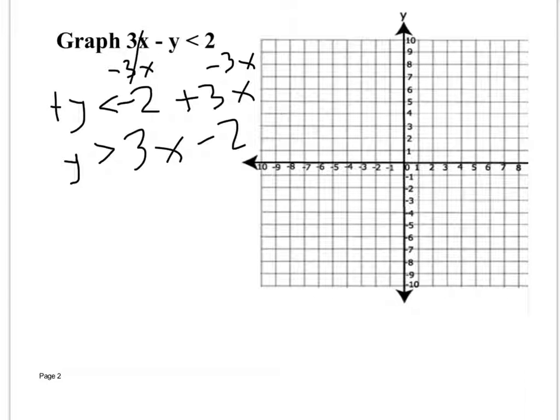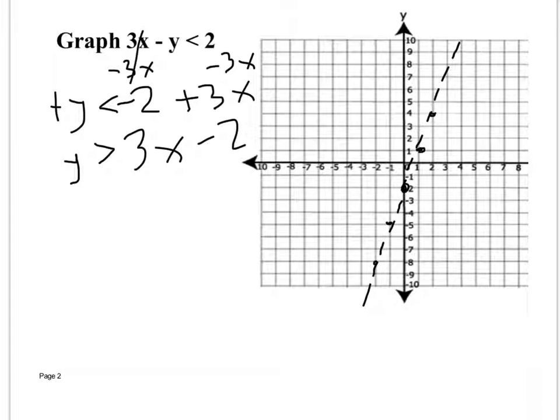Let's graph that. Negative 2 is my y-intercept. My slope is up 3 over 1. So I do that a couple times. Then I go backwards a couple times. Now what you have to think is, is this a dashed line or a solid line? It is dashed because it's not equal to.